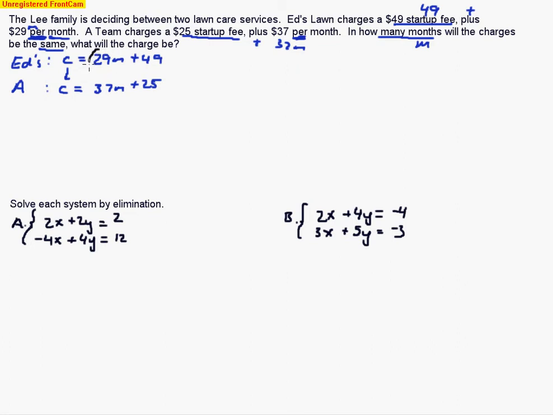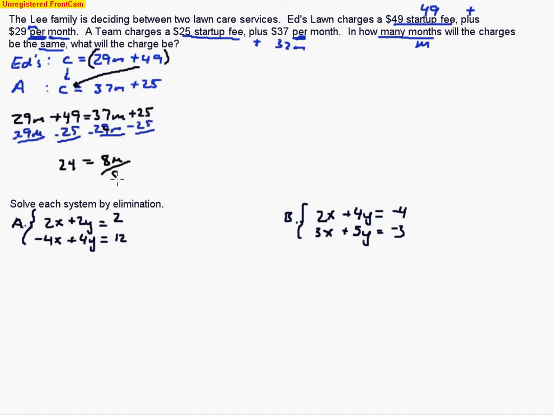We're going to take Ed's charge and set it equal to A team's charge and see what we get. So 29M plus 49 equals 37M plus 25. Well, we can go ahead and solve by just doing opposite operations here. We'll subtract 25 from both sides. And we'll subtract that 29M from both sides as well and see what we get. So we go ahead and do that subtraction, and 25 from 49 leaves us with 24. And 29, we take that away from 37, so that leaves us with an 8M. And so all we have to do is divide by 8, and we'll have our answer. M equals 3. So it's 3 months.